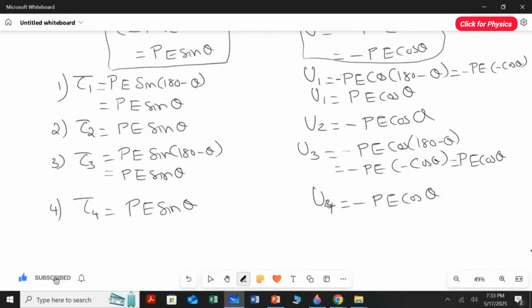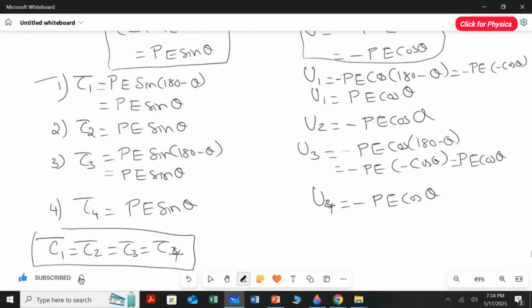So let's first consider torque. You can see the torque tau 1, tau 2, tau 3, tau 4. We got the same answer. So for the torque, we can write tau 1 is equal to tau 2, which is equal to tau 3, which is equal to tau 4. So all the torques for the dipoles will be the same.